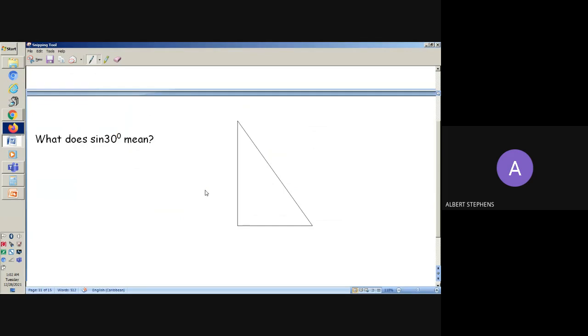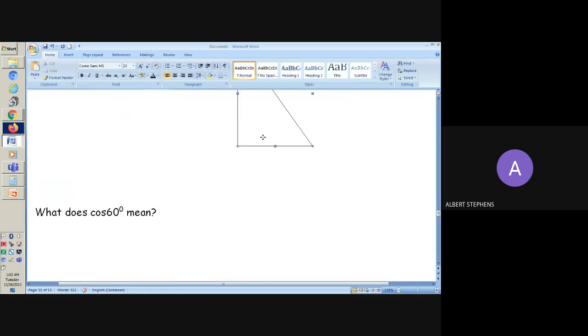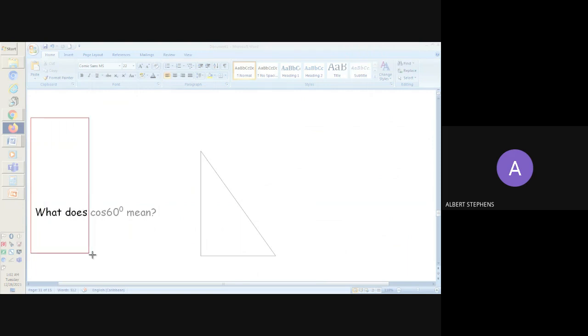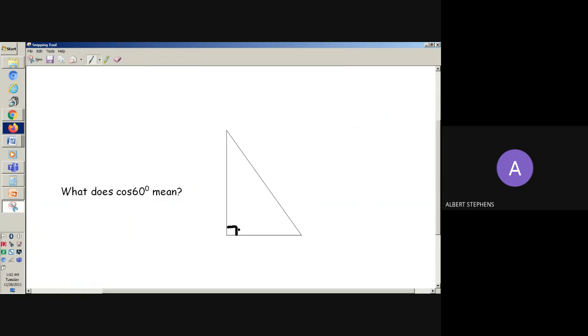All right, so let's look at what cos 60 means. So we have our right angle triangle here. We have a 60 degree angle here. All right, now let's label our triangle. Opposite the right angle is our hypotenuse. Between the reference angle and the right angle is our adjacent. And lastly, that's our opposite.